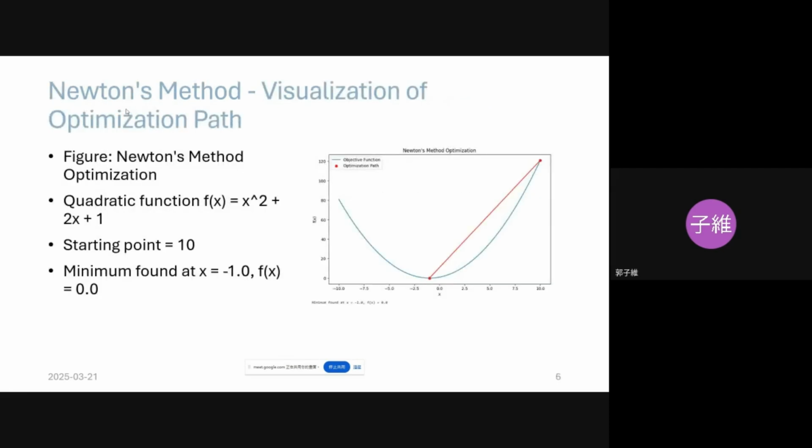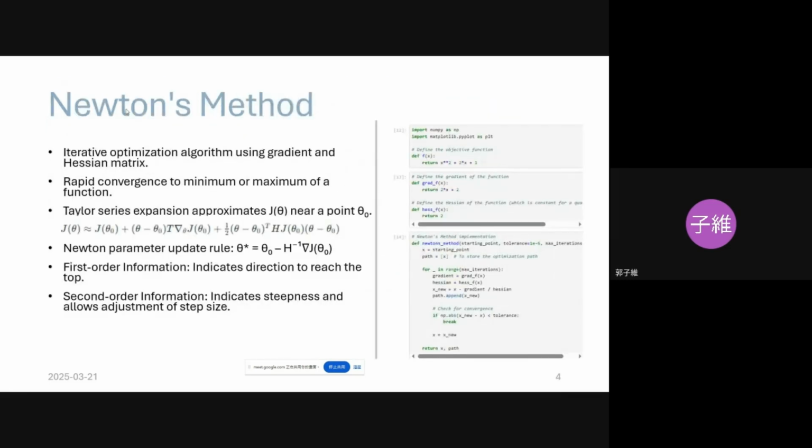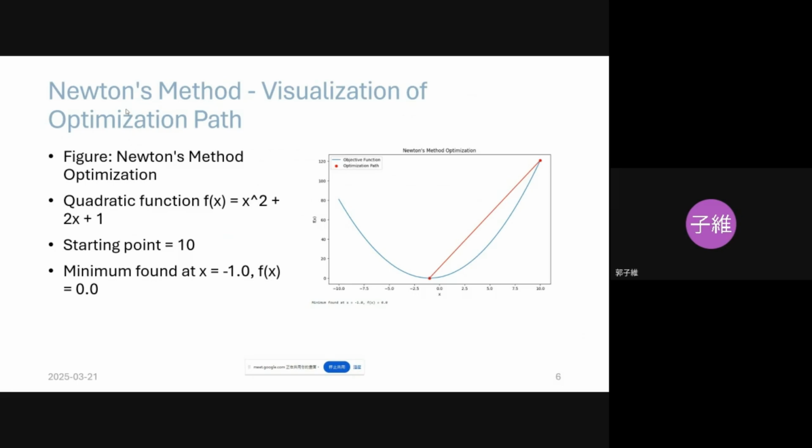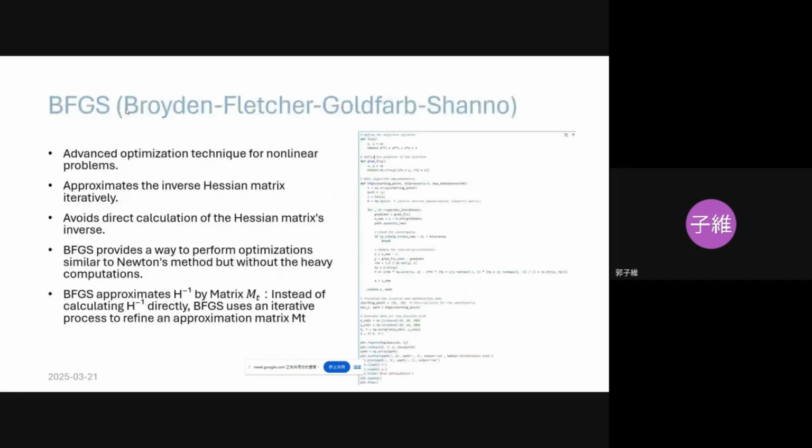Here's an example. Say we're optimizing the quadratic function x squared plus 2x plus 1. We start from 10, and using the algorithm here, we can find that the minimal point is found at x equals -1, where the function is 0. You can plug in the numbers to fact check.